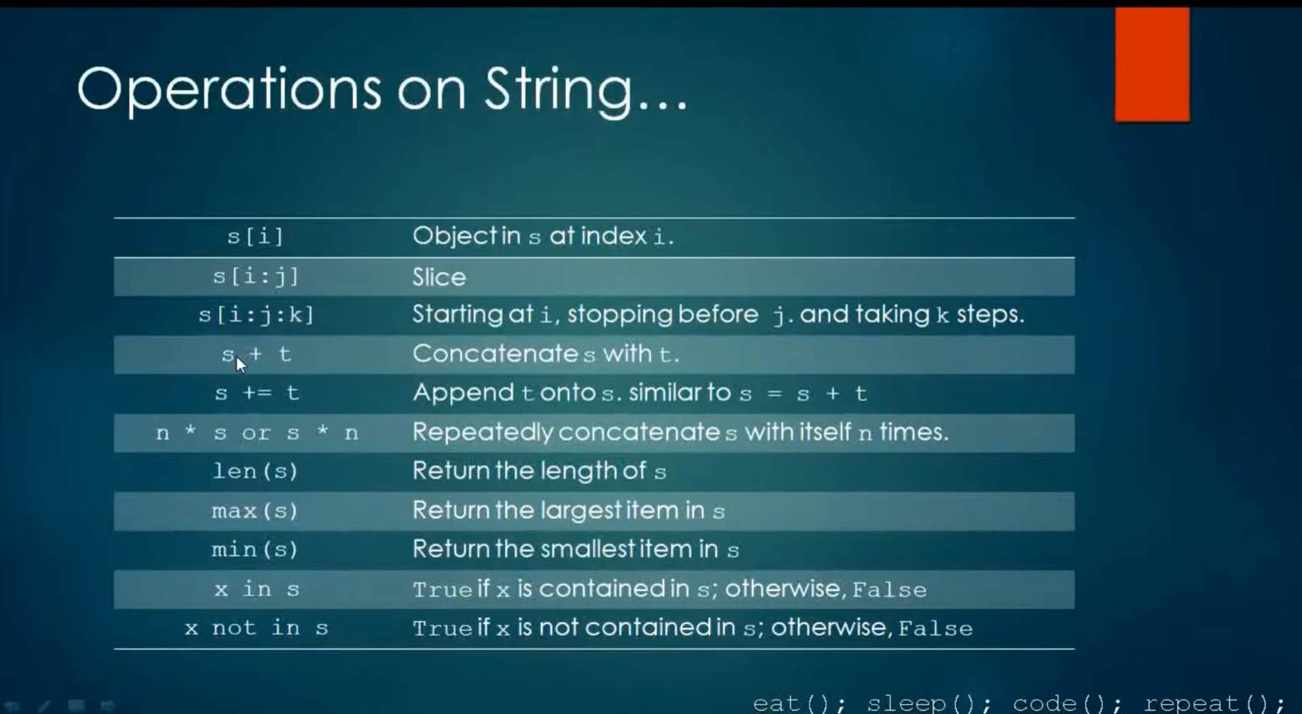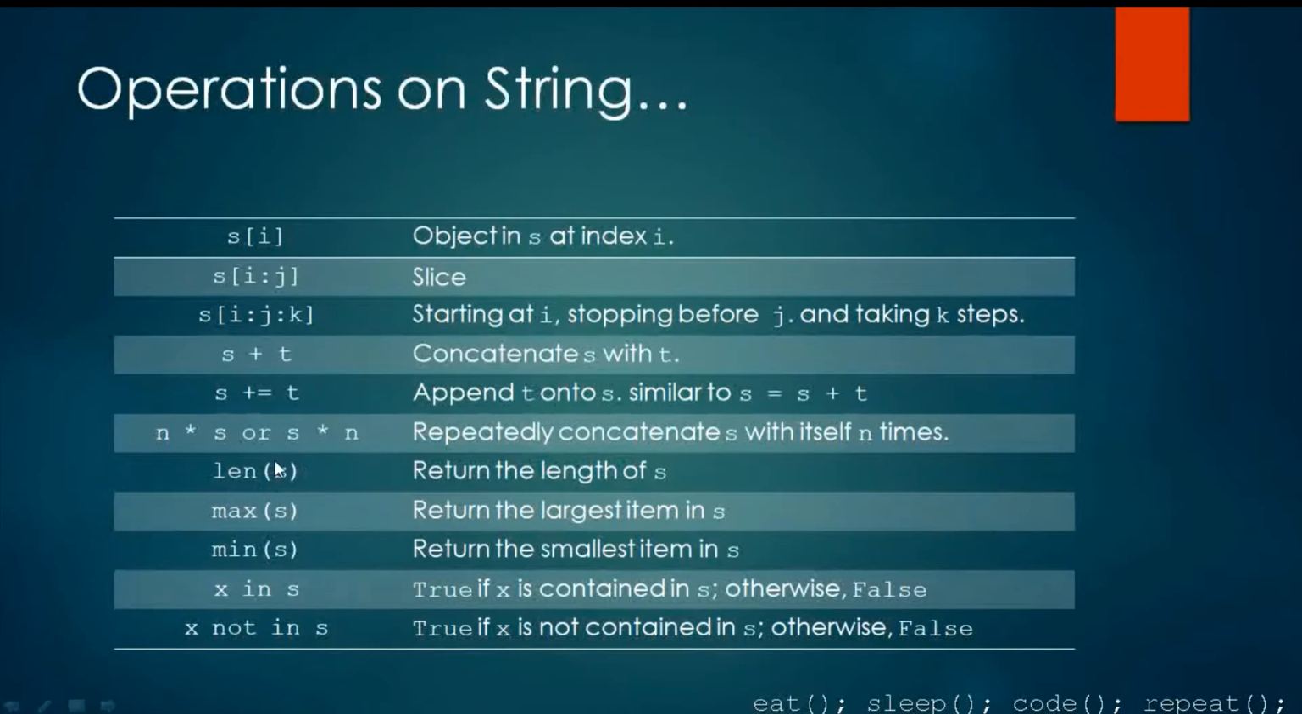Then we are going to concatenate two strings, that is addition of two strings basically. Then we have appending a string to the same variable, as s equals s plus t, but the concatenation will be stored in a different variable. Then we will be repeatedly concatenating s with itself n times, so multiplying a single string n times. It is basic that.